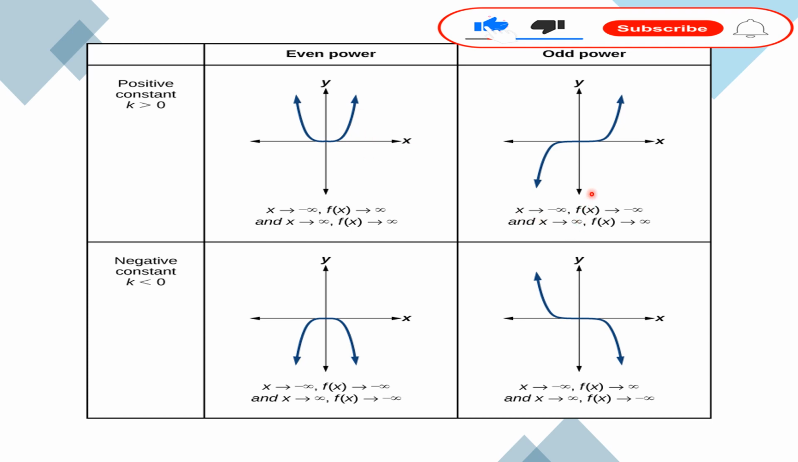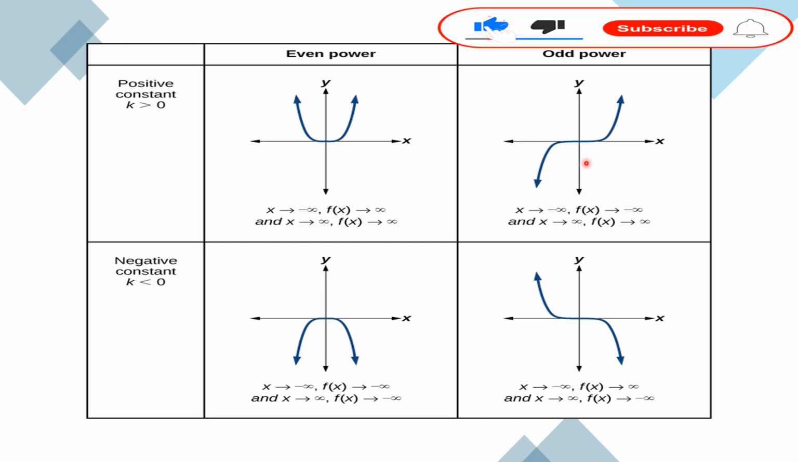So you can observe for even power with k less than 0, which means we have x to the power minus 2 or x to the power minus 4, we have this branch. If x goes to minus infinity, then f of x goes to minus infinity. If x goes to infinity, then f of x goes to minus infinity. In both cases it goes to minus infinity on the y-axis.